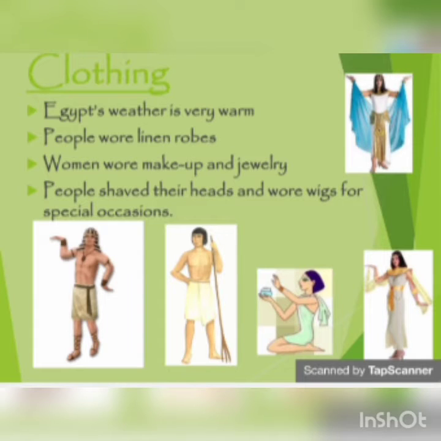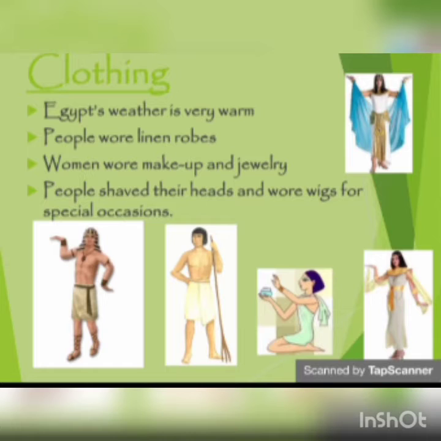These Egyptians are said to be very beautiful people. And in those days itself, they used makeup and jewelry. And Cleopatra is said to be the most beautiful woman in the world, right? And she also belongs to the African continent. And people shaved their heads and wore wigs for special occasions. Since it is very hot, they used wigs.